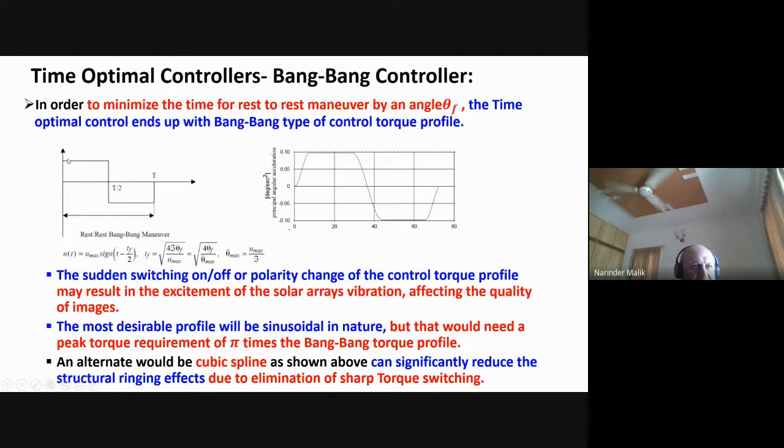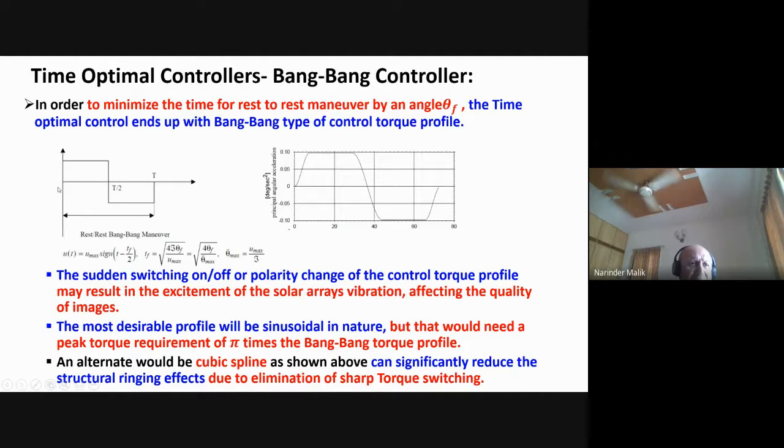That means for half the duration you will be applying positive torque. Attitude error will be building, attitude rate will be building, and in the second half you will apply a negative torque, and whatever rate was there will be slowly brought down, and at that time the rate will be zero and attitude will be achieved. This is what is called a minimum time optimal bang control.